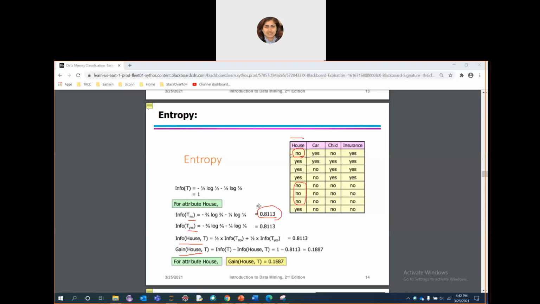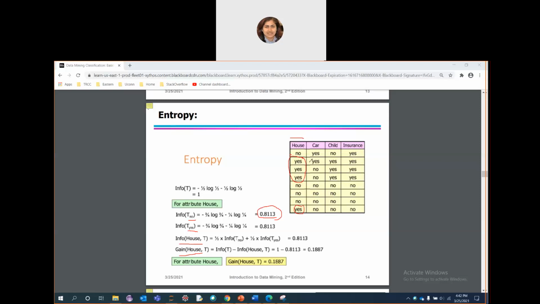Next, if we consider the yes, so we have this 3 and this 1. Okay. Here, yes, in the same way, we will calculate the house yes entropy, T of yes.